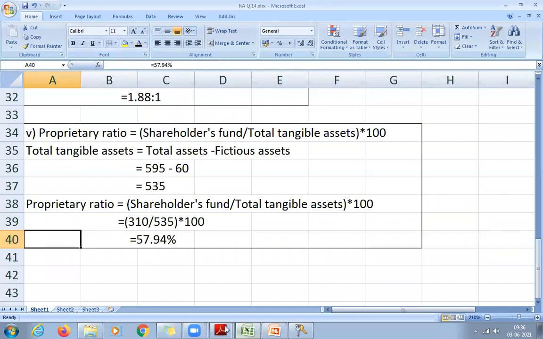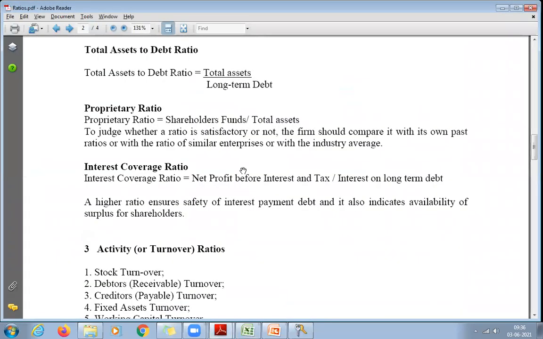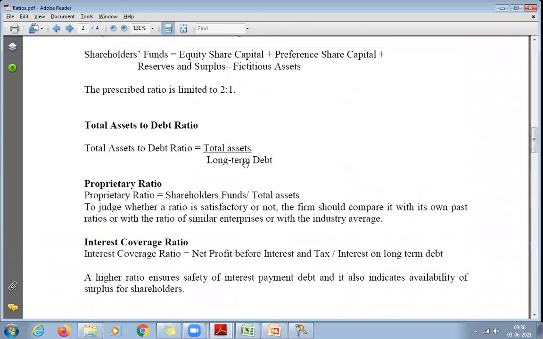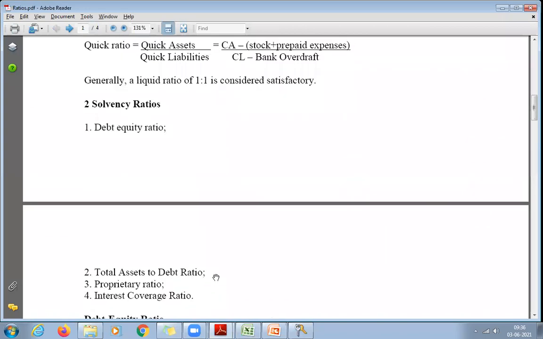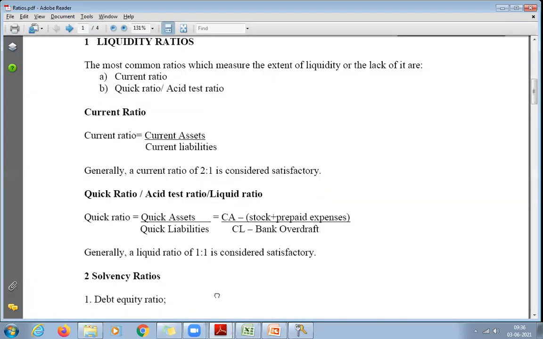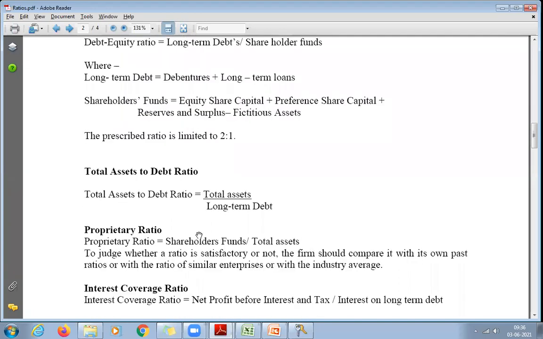So the proprietary ratio, do we write it in percentage? It's not mentioned over here. Yeah, one minute. So it comes as "is to 1". Yeah, is to 1, sorry. It comes under turnover ratios. Yeah, you have to change that. One minute.